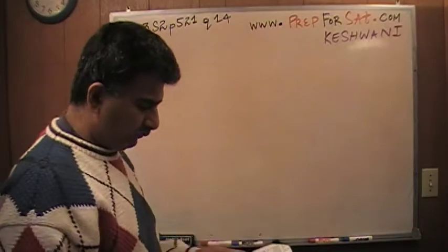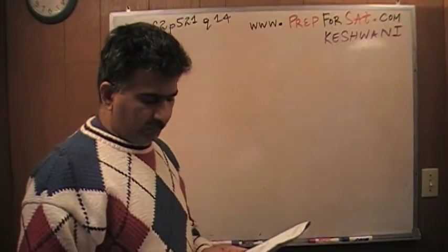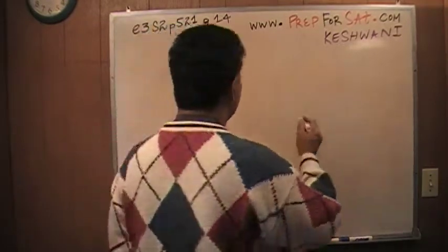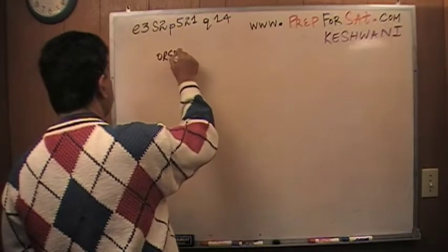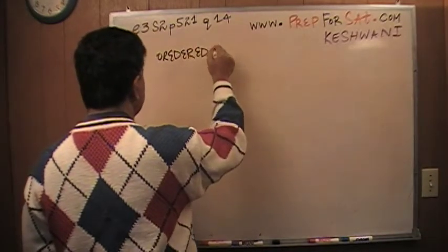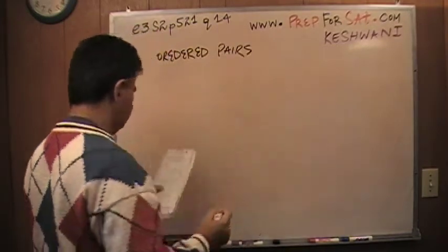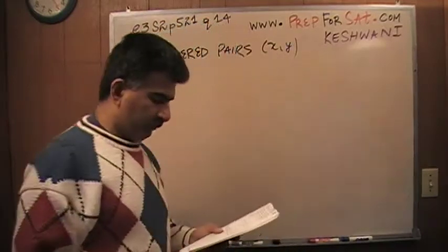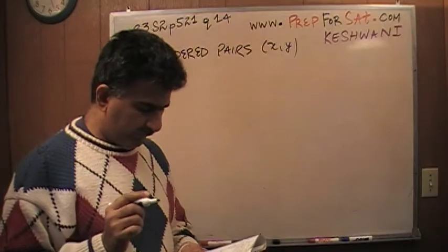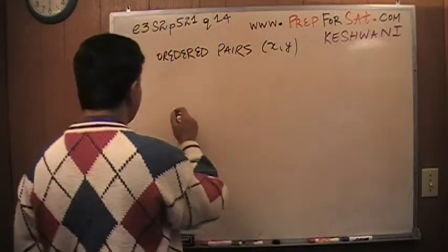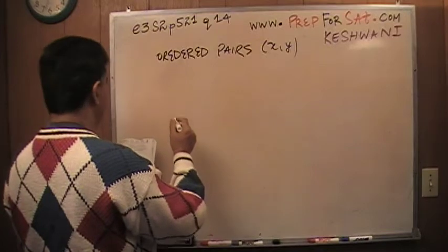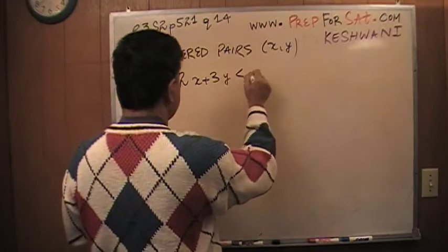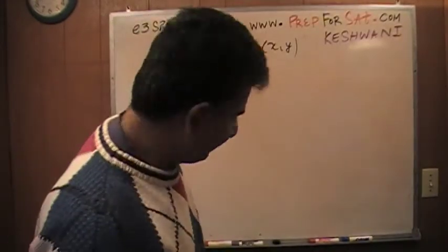It's important that you have the book in front of you, otherwise you will not be able to follow. It says: for how many ordered pairs of integers, positive integers, they have to be integers, they have to be whole numbers, and they have to be positive, so that this quantity that we see here is going to be less than 6.